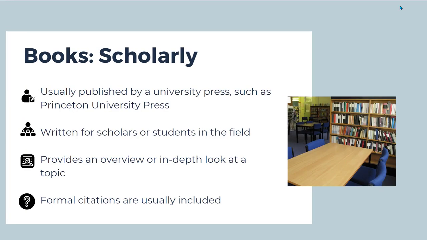So we're going to talk about a few different types of sources. First, we're going to talk about books. Scholarly books are really good for background information on a topic. They're usually published by a university press, in this case, Princeton University Press. They're written, again, for scholars or students in the field, so they have deeper information, more of an overview of a topic, and they usually have citations.